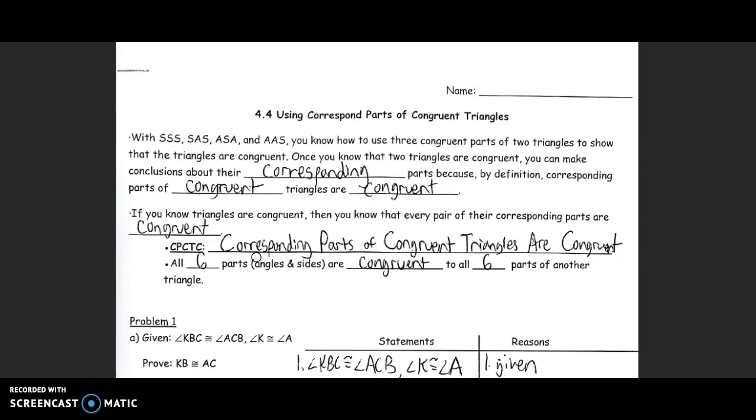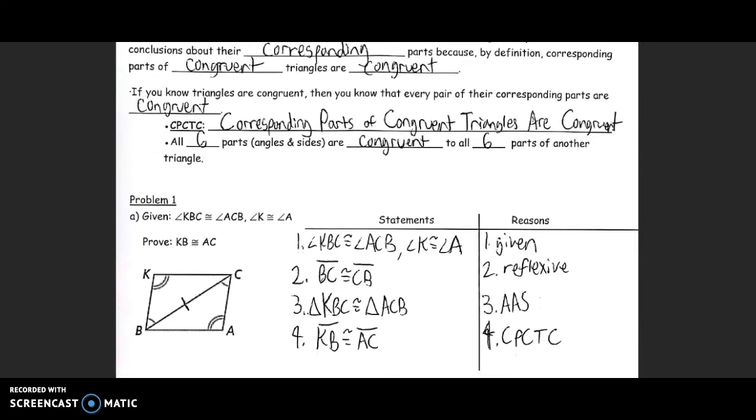In our proofs, we can shorten that whole thing up as CPCTC, but again, you're going to want to make sure you know where that comes from if I ask you a question on the abbreviation. So what that means again is that all 6 parts, because we have 3 angles and 3 sides, are going to be congruent to all 6 parts of another triangle if the two are congruent. So let's look at that in practice with our first proof.